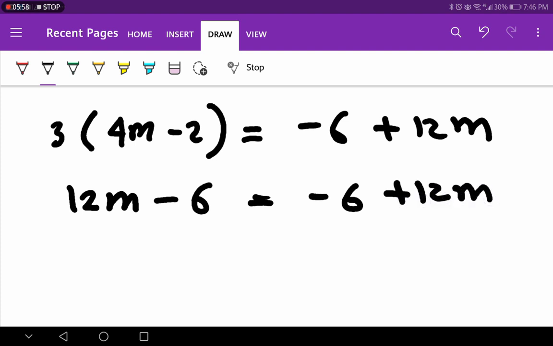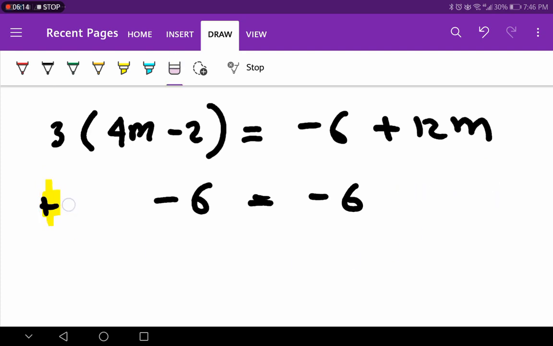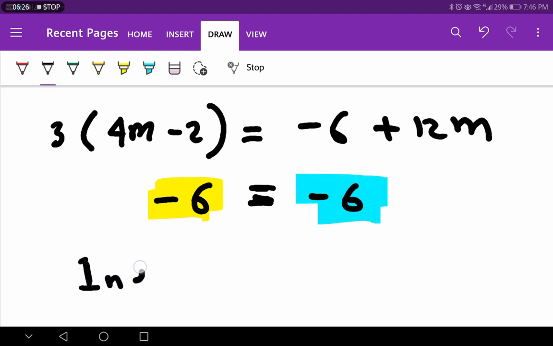What do you see here? I have 12m here and 12m here also. Positive 12, positive 12, because this includes a positive sign, if you don't know. So in this case they eliminate each other, and as you see here they are the same. On the left I have the same number as on the right, so in this case I have infinite solutions.